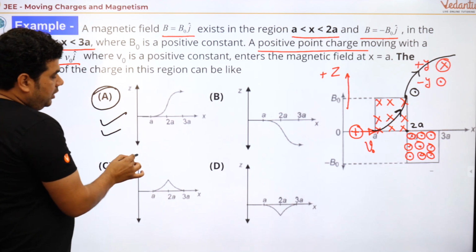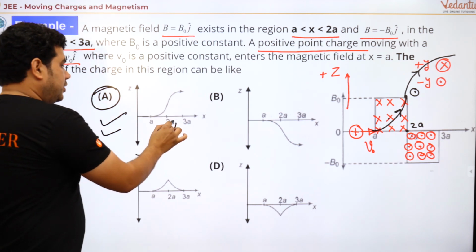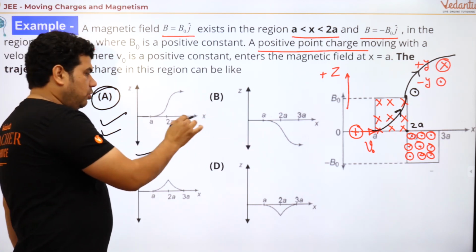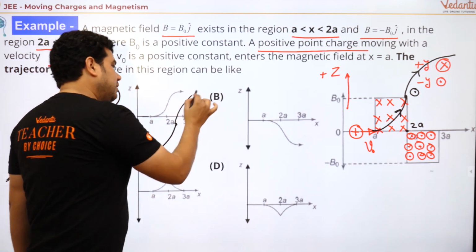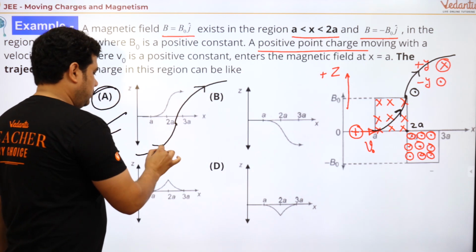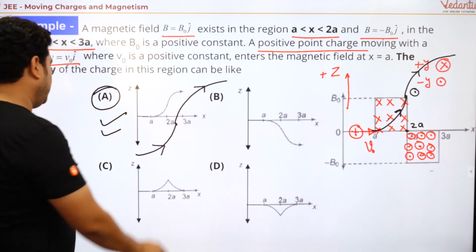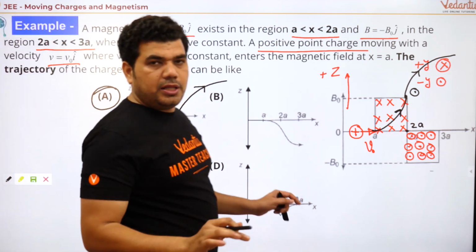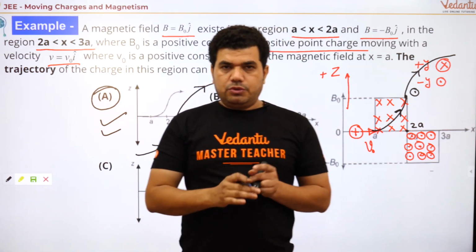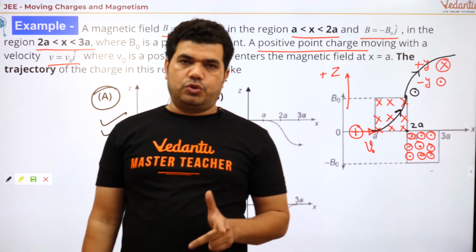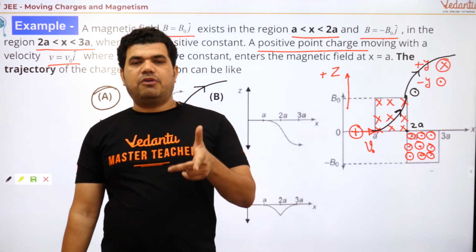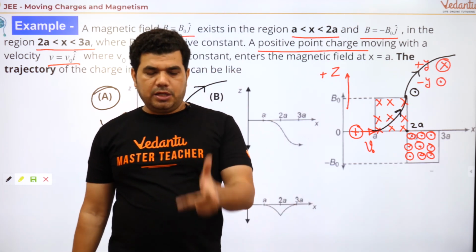It will move first like this, then due to the change in direction of force, due to the change in direction of magnetic field, the path is like this. So, the correct option is A. कुछ नहीं करना था, only what you have to do, you just have to focus on the direction of force by Fleming's left hand rule, right?